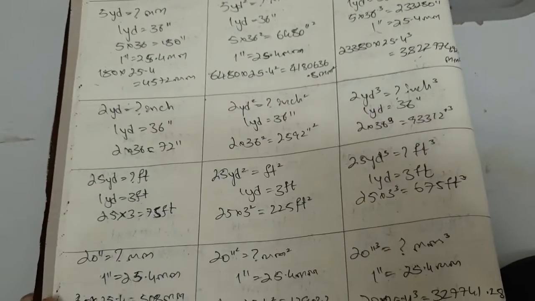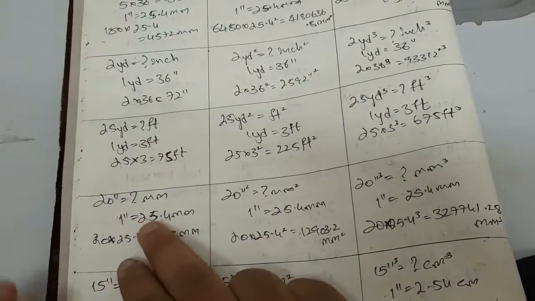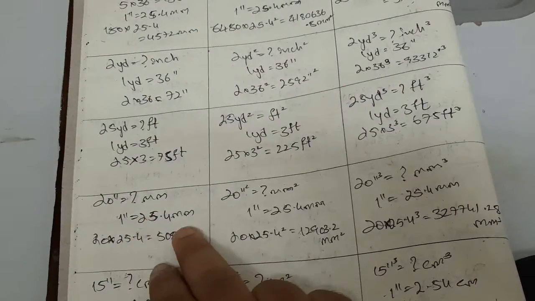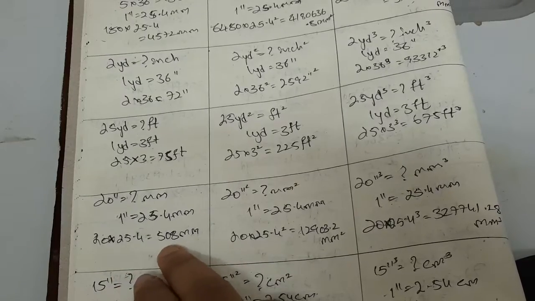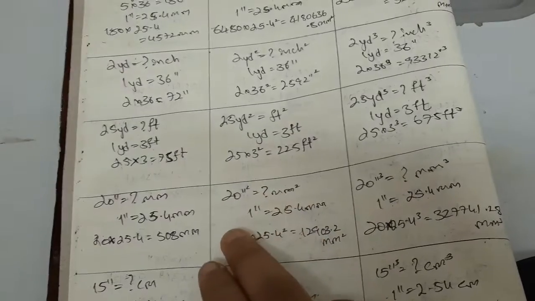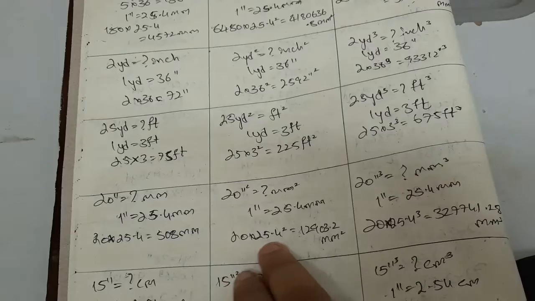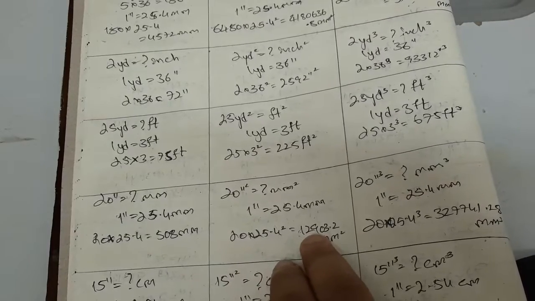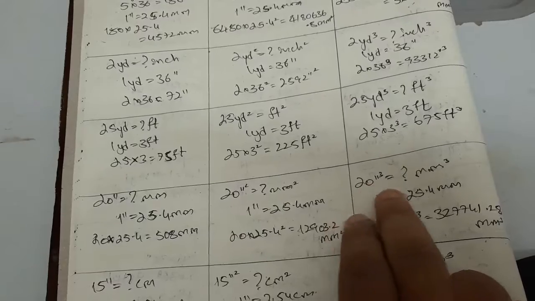Coming to our next problem, we have 20 inches is equal to how many mm? Since 1 inch is equal to 25.4 mm, 20 into 25.4 gives us 508 mm. Now 20 inch square is equal to how many mm square? 20 into 25.4 square gives us 12903.2 mm square. Now 20 inch cube is equal to how many mm cube?